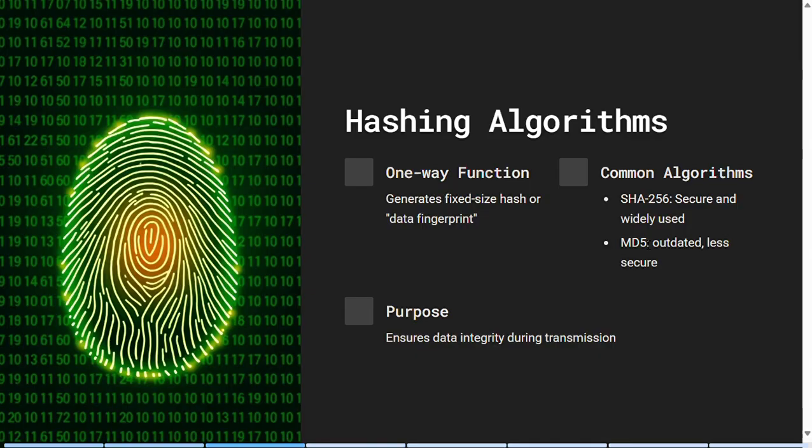What is the purpose of hashing algorithms? It ensures data is not modified in transit. Integrity. A real life example of hashing algorithms: software downloads often include a SHA-256 hash, so users can verify file integrity.